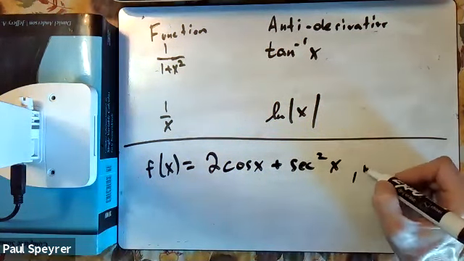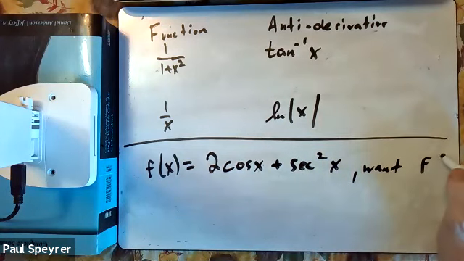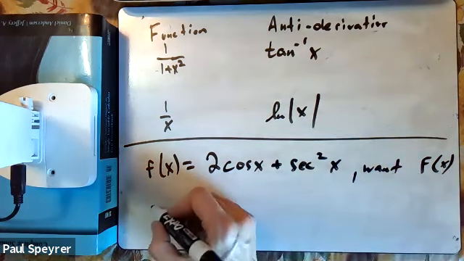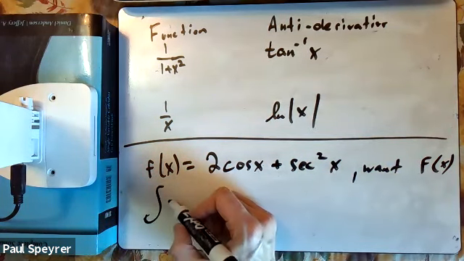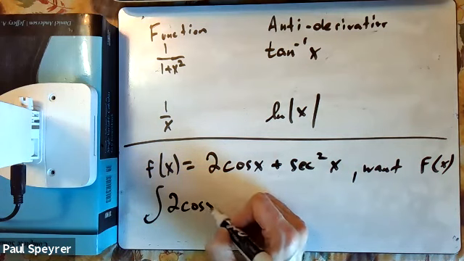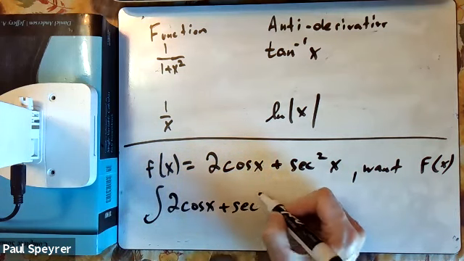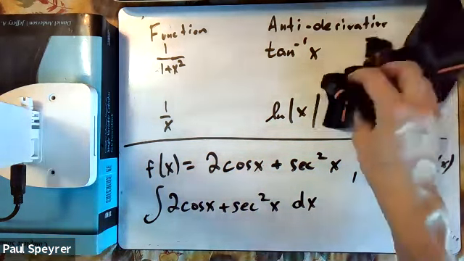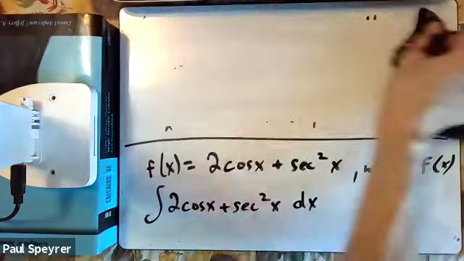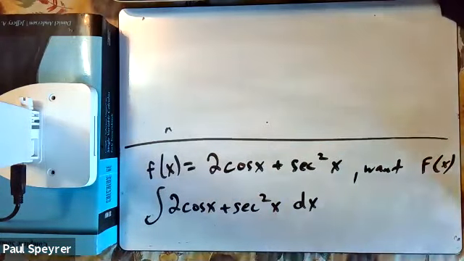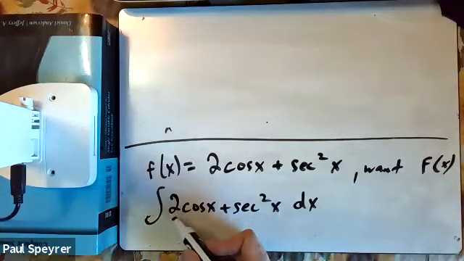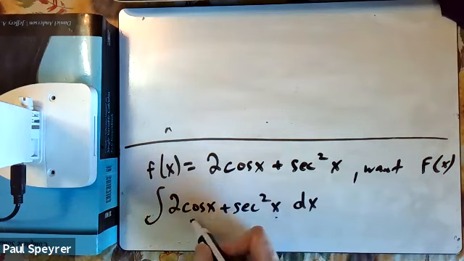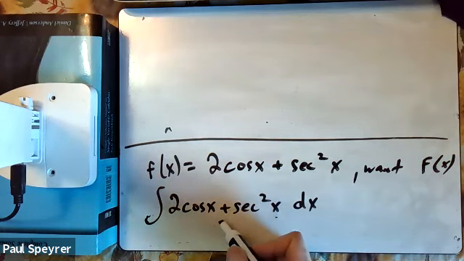And we want big f of x. Remember, when you go to the big letter, they want the antiderivative. So what we're trying to do is this, right? We're trying to integrate 2 cosine of x plus secant squared of x dx. So we can just basically go across, right? We know the antiderivative of cosine and the antiderivative of secant squared.